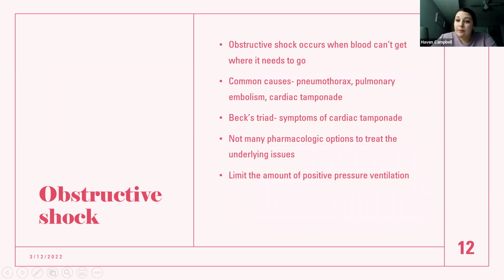So just a little summary of obstructive shock. Obstructive shock is just when blood can't get to and from the heart. Some common causes are the tension pneumo, a pulmonary embolism, or cardiac tamponade. And Beck's triad is one of the big signs and symptoms that you want to find in a patient who is experiencing cardiac tamponade. And there's not many pharmacologic options to treat the underlying issues. And you want to limit the amount of positive pressure ventilation if possible. We want to keep our patients hemodynamically stable, and we want to keep that cardiac output in our normal range.